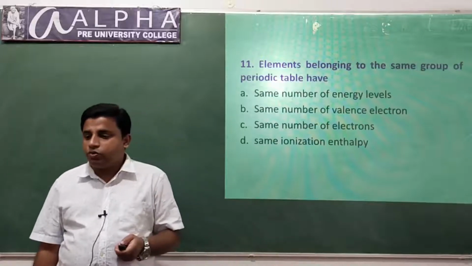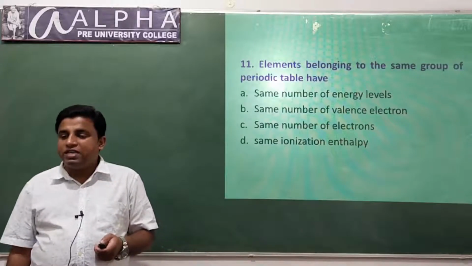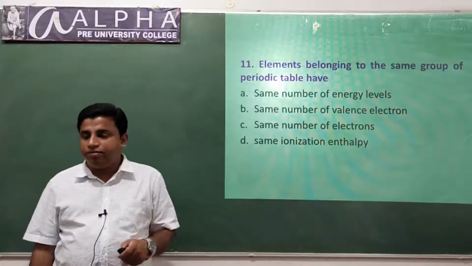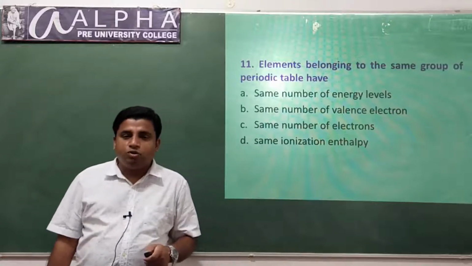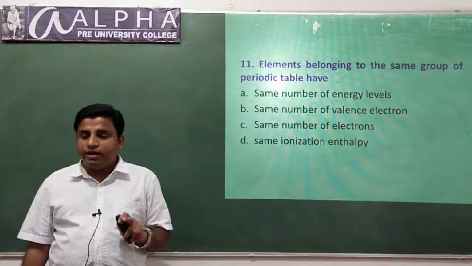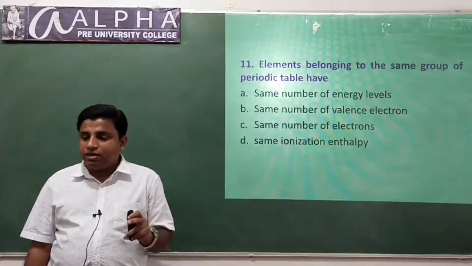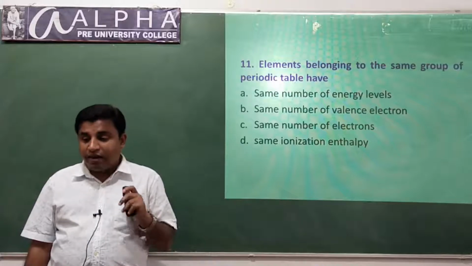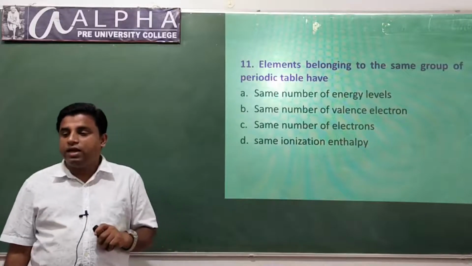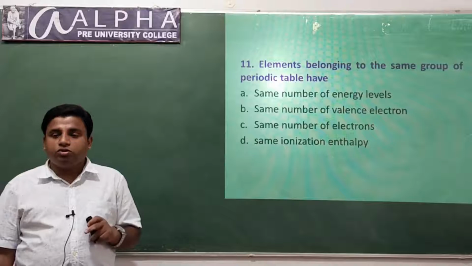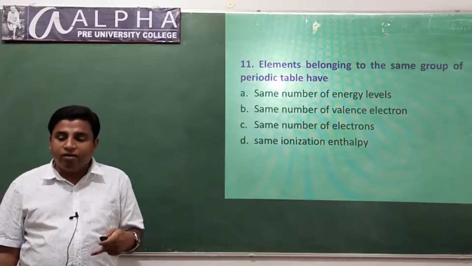Next question. Elements belonging to the same group of periodic table have: same number of energy levels, same number of valence electrons, same number of electrons, and same ionization enthalpy. So elements belonging to the same group of periodic table have what?